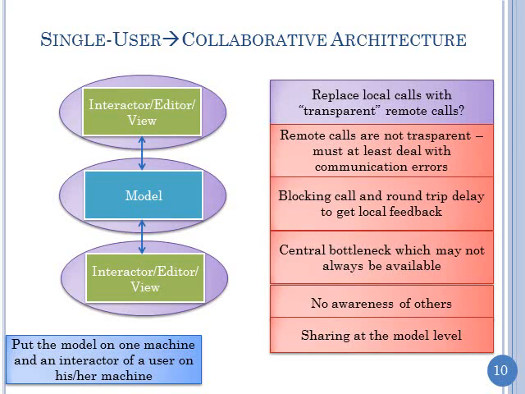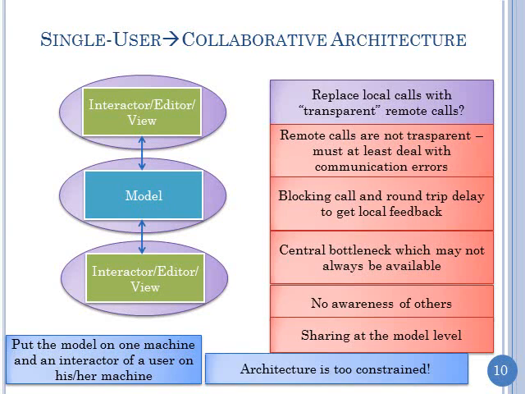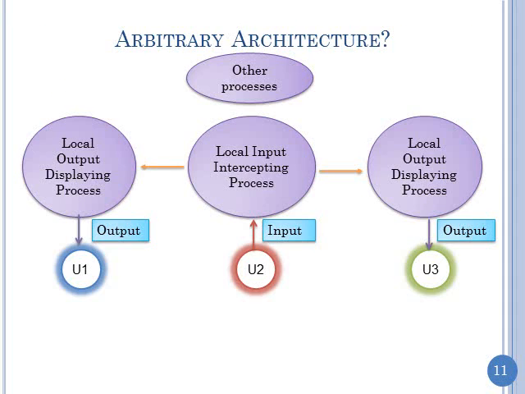So this is nice, and in many cases it applies, and when it applies, it'll be great to automate it. But there are interesting cases, including our assignment, where it doesn't apply. So the architecture is too constrained. And if we want a more general architecture, then we pretty much have to go to this architecture.